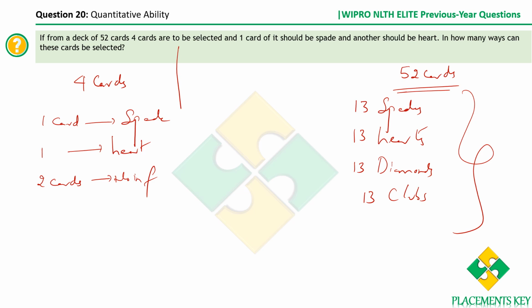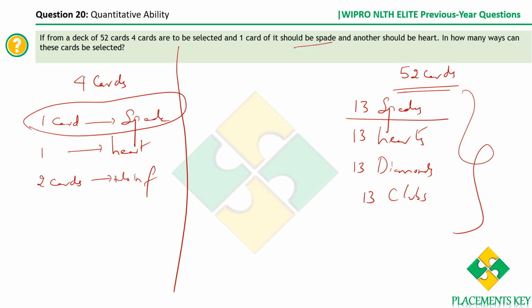Now, in this question, we are supposed to pick exactly one spade card, that is already given. One card should be spade. Therefore, out of 13 spades, he has to pick one. Therefore, it is 13 C1. Out of 13, he can pick any one. So that is 13 C1.